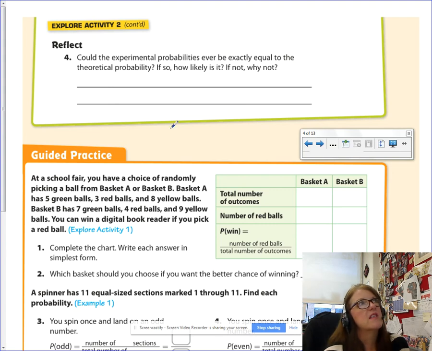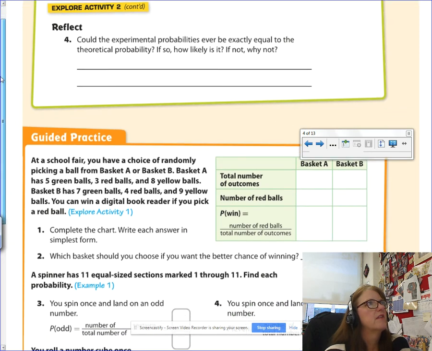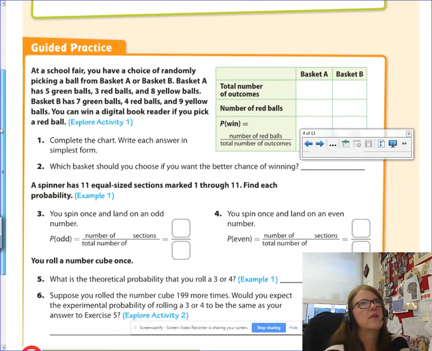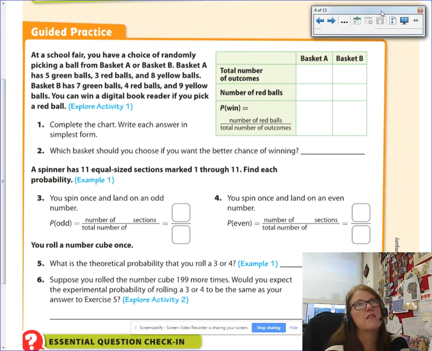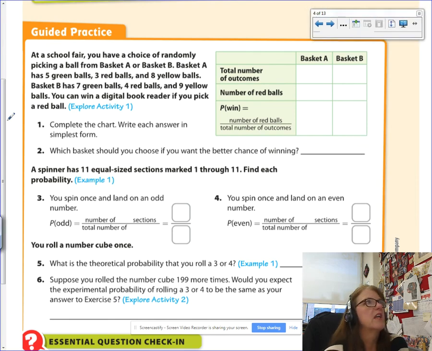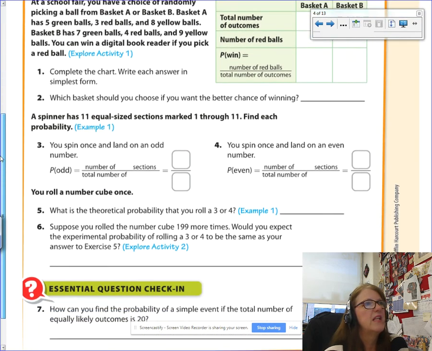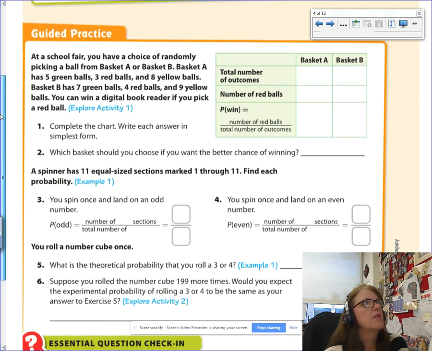Could they ever be exactly equal? Well, I would hope so eventually, but every experiment has a little bit of error. I shouldn't say error, but the reality of it is it probably isn't going to work out exactly equally all the time.